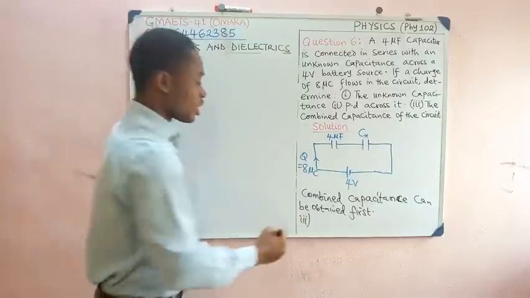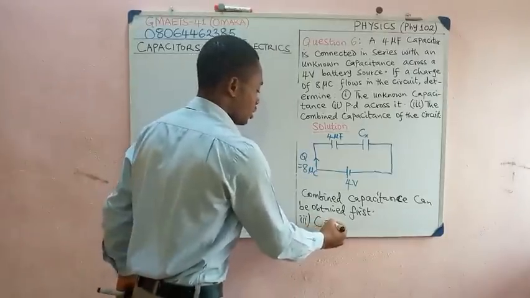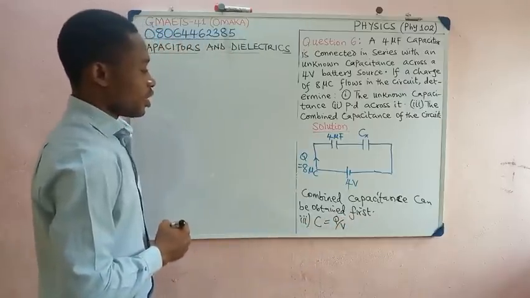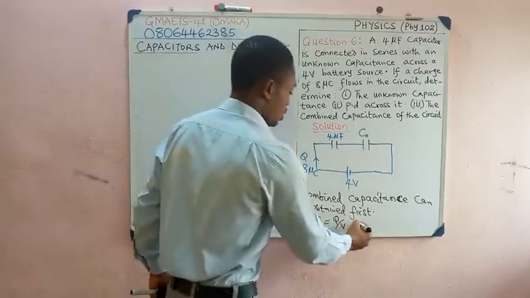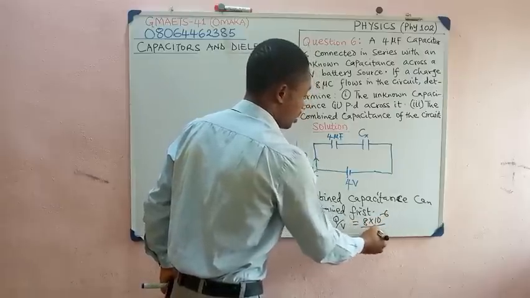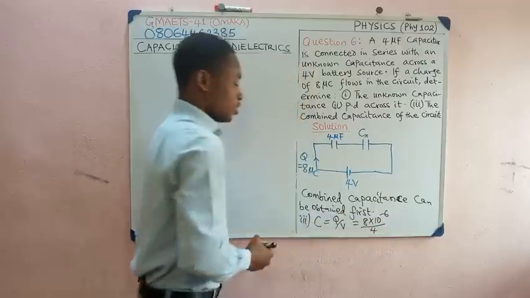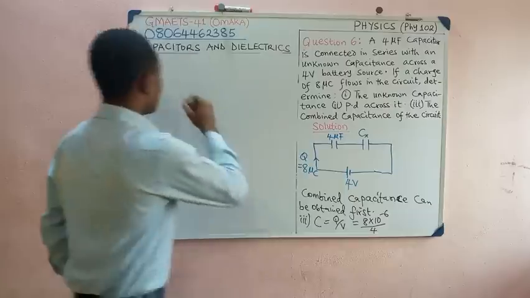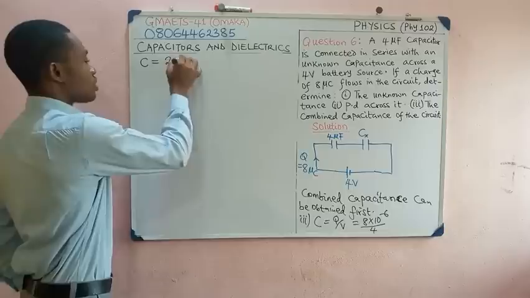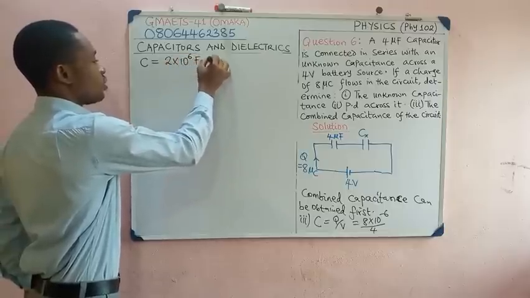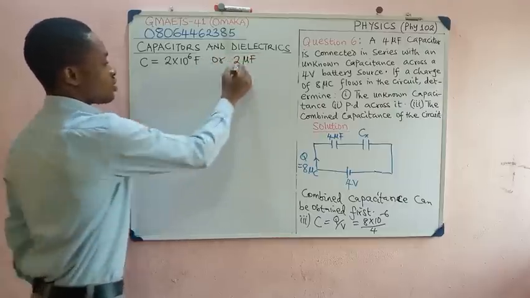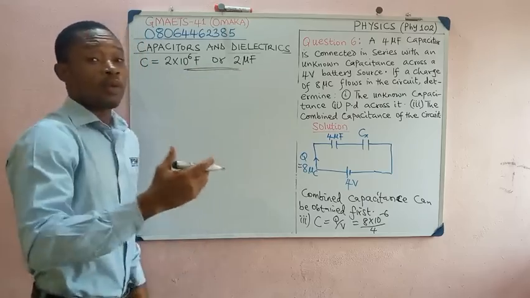We can say that the combined capacitance is equal to charge divided by the potential difference across it. The charge from the question is 8 microcoulomb, which is 8 times 10 raised to the minus 6, divided by the voltage, which is 4. If we do that, the combined capacitance for this circuit is 2 times 10 raised to the power minus 6 farad, which is the same as 2 microfarad. Is that clear? So we've obtained the first part of the question, which happens to be the last one we're asked to find.